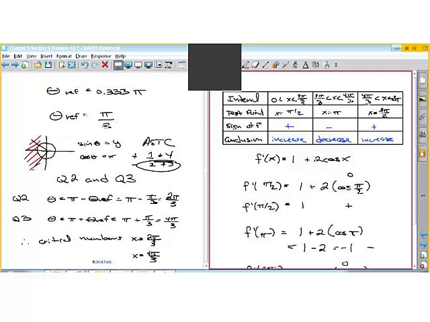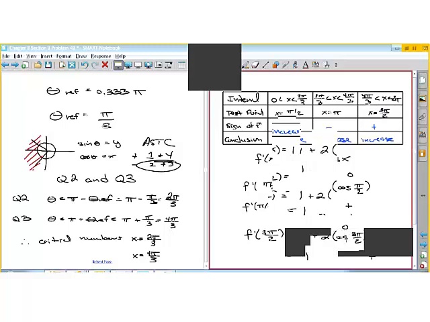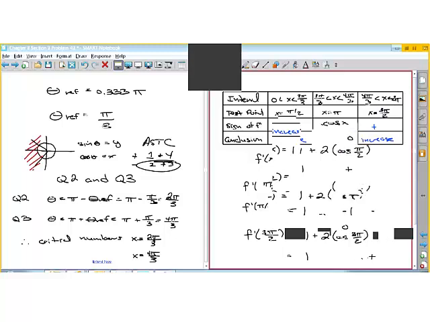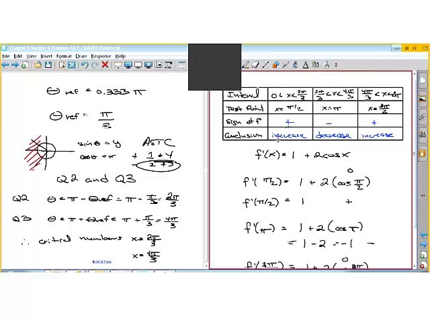And the final case is x equals 3 pi over 2. So you plug that into your equation for the derivative. We get 1 plus 2 cosine of 3 pi over 2. That's also 0, so 2 times 0 is 0, and 1 plus 0 is 1. It's positive, so you put positive in there. Then you make your conclusions. Positive, increasing; negative, decreasing; positive, increasing. So that gives you what direction the function is going in.